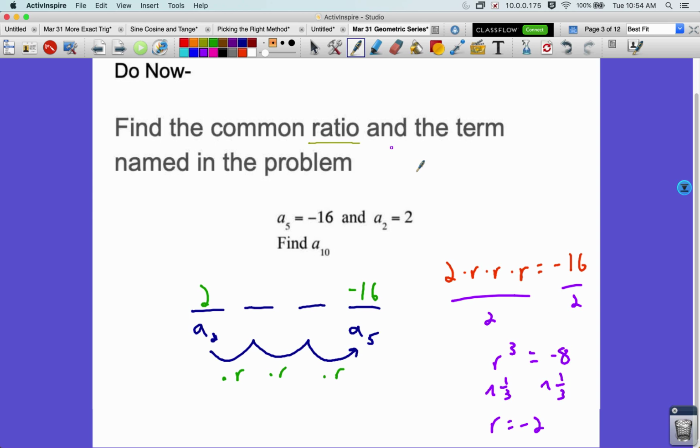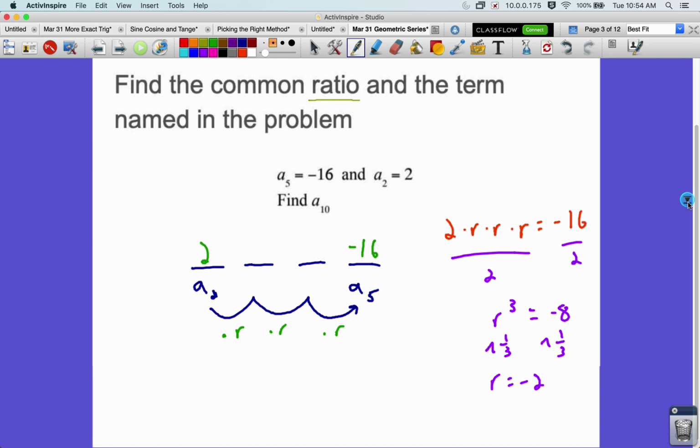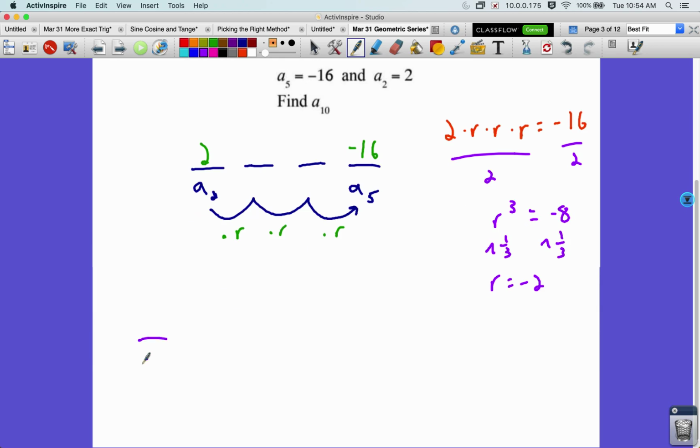So that answers our first problem. The common ratio is negative 2. Now I need to just keep going up until I get to a sub 10. So a sub 10 is how many steps away from a sub 5? a sub 5, 6, 7, 8, 9, 10. This should be 5 steps. Let's double check: 1, 2, 3, 4, 5.